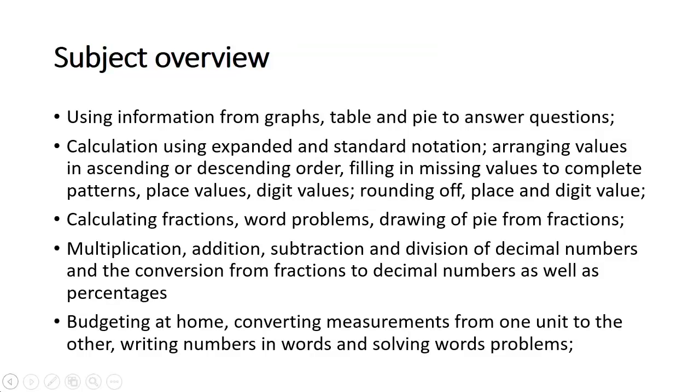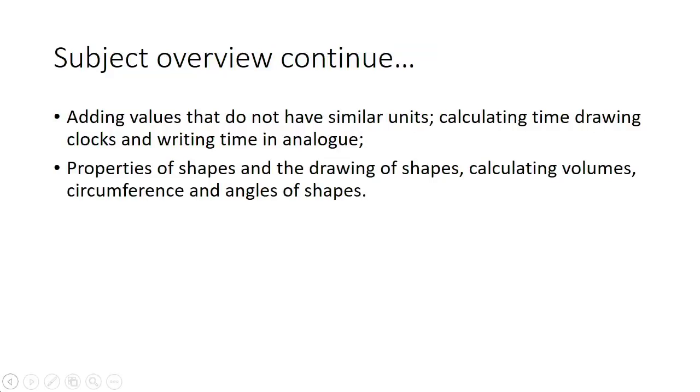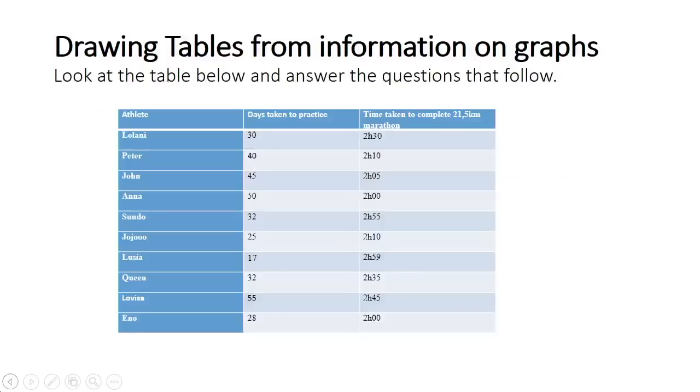We're also going to talk a bit about budgeting at home. For example, if you're at home and you need to draw up a budget or a plan for a month, how you're going to spend your money, and also writing numbers and solving word problems. Adding values that do not have similar units, calculating time using clocks, drawing clocks, and writing in analogue. We're also going to talk about properties of shapes and drawing of shapes, calculations of volumes, circumference, and angles in shapes.